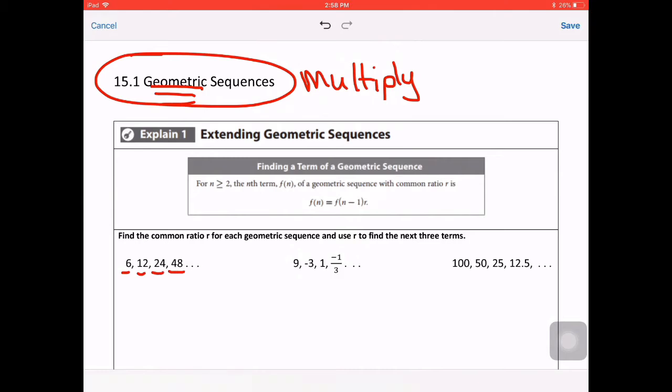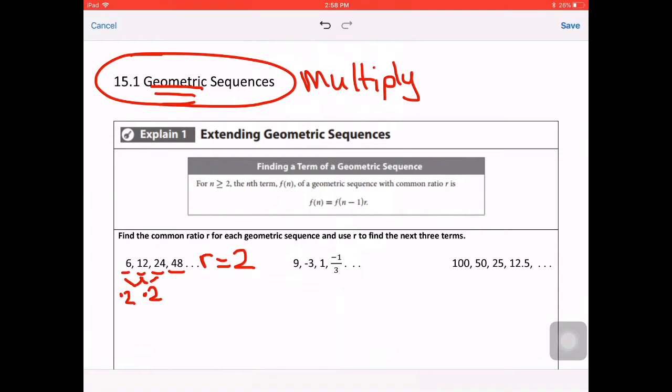If we look at our first example, 6, 12, 24, and 48, the numbers are getting bigger. So we're going to be multiplying by something bigger than 1. If you look, it looks like we're multiplying by 2. Let's try that again. 12 times 2 does equal 24. And if we look at it one last time, 24 times 2 does get us to 48. So the ratio that we're multiplying by is 2.